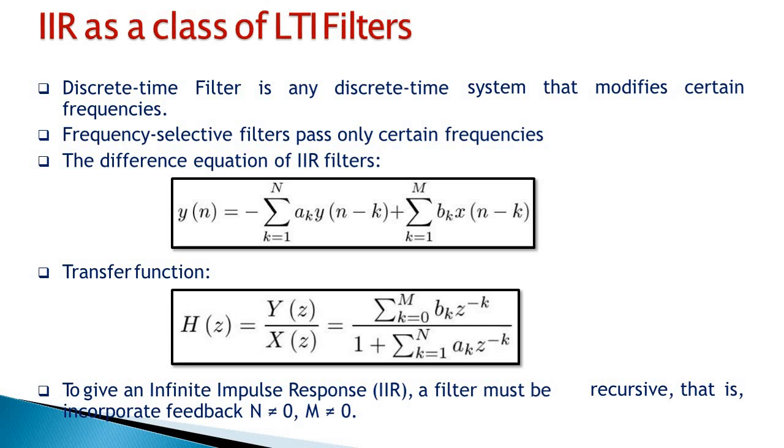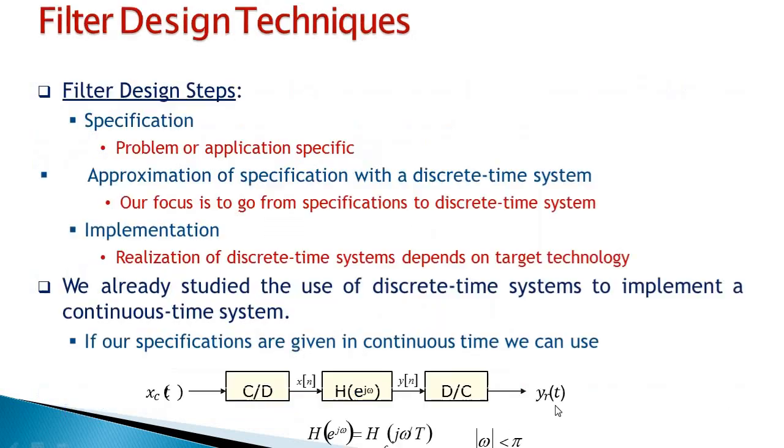By taking the z transform of this, we get the transfer function H of z equals Y of z by X of z, which is equal to summation of bk z raised to minus k, k is 0 to m, upon 1 plus summation of k equal to 1 to n ak z raised to minus k. To give an infinite impulse response, an IIR filter must be recursive, that is, it must have feedback: n is not equal to 0 and m is not equal to 0.